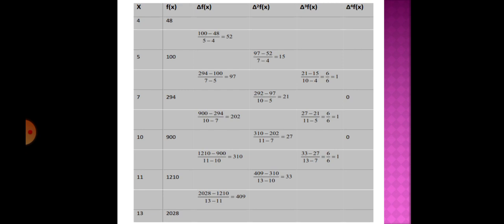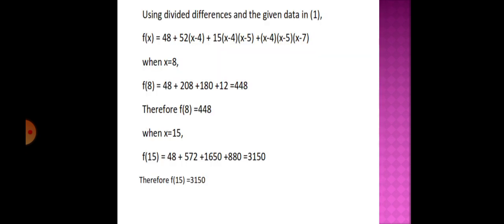Now we have to find out the del cube value. So I'm finding the del cube value, and I'm getting the answer as 1, 1, 1, 1. So finally, if you take those differences, del power 4 becomes 0. So there you can stop the difference table and apply the divided differences formula here. f of x equal to 48 plus 52 into x minus 4 plus 15 into x minus 4 into x minus 5 plus 1 into x minus 4 into x minus 5 into x minus 7. After that it will become 0, that's why they didn't write the value.